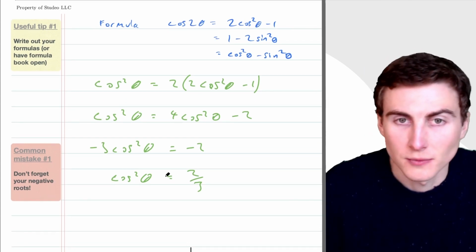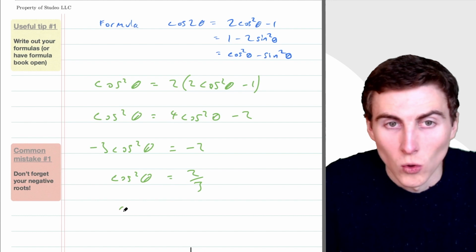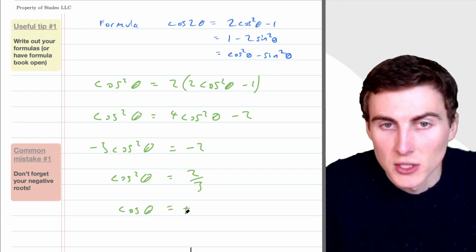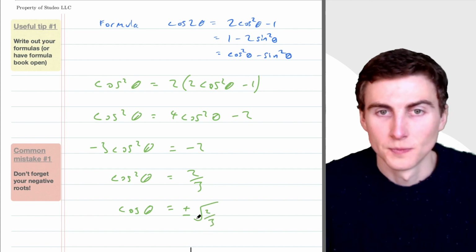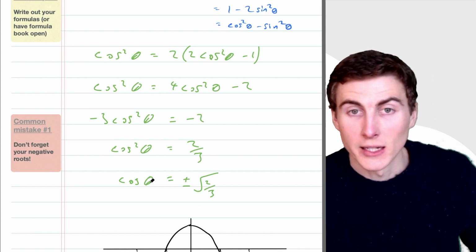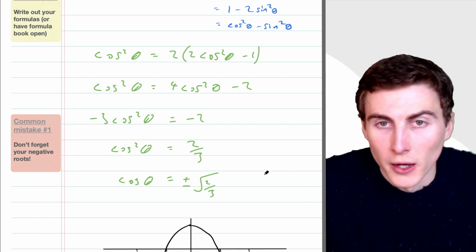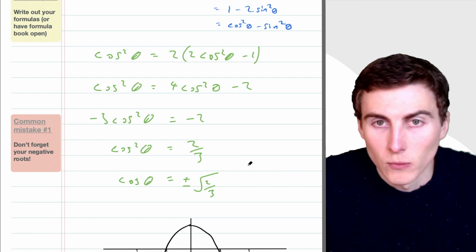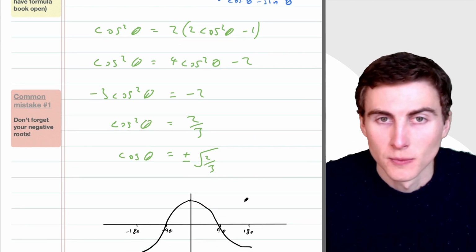And then to find out what cos theta equals, all we have to do is take the positive and negative of root 2/3. And that's it. So now we've found cos theta. We can plug that into our calculator, and we're going to end up with two sets of solutions.